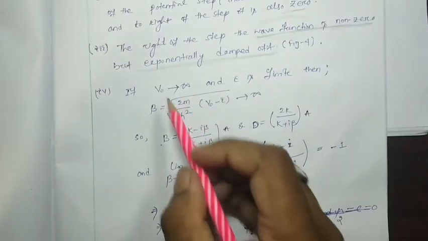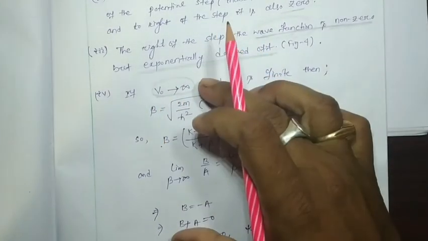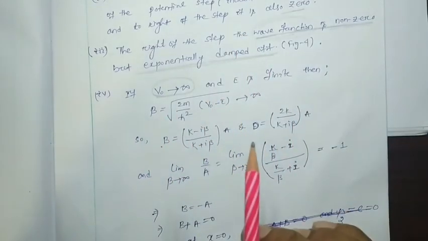Now we have to consider when V0 tends to 0. It is an important discussion on this formula.